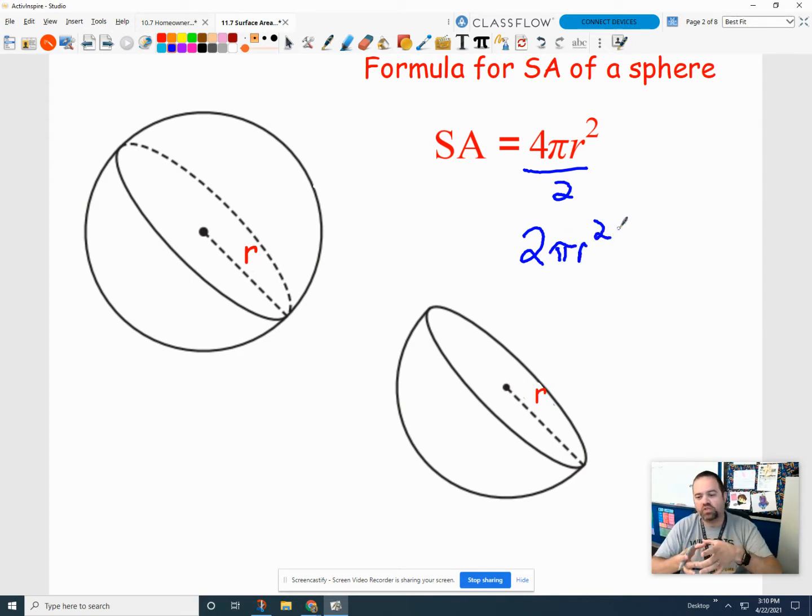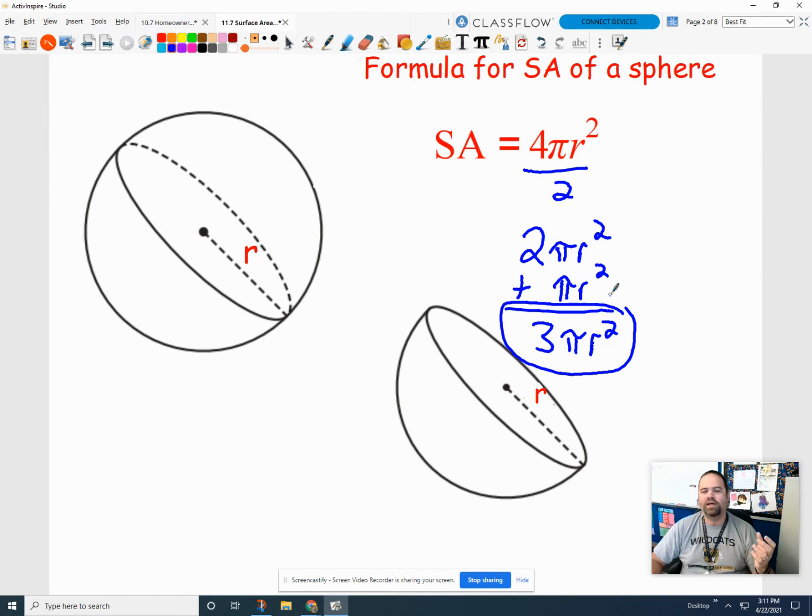And now that circle on top of this thing that wasn't there before is adding another pi r squared. So I get this new, very related but a little bit different formula of 3 pi r squared, because I've got half of the 4, which is 2, and then I add another circle, which is the same size as the previous ones. So I get a surface area formula of 3 pi r squared for a hemisphere. Basically, take everything we did yesterday and just slap a 3 in front of it instead of a 4, and it's going to be a cakewalk.